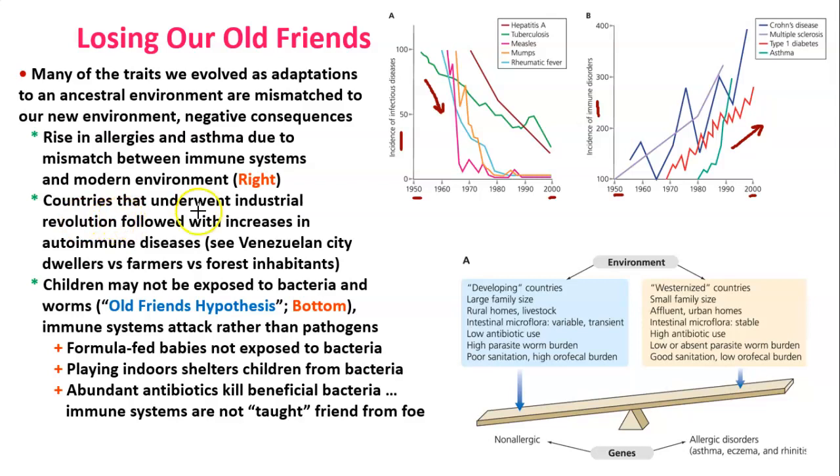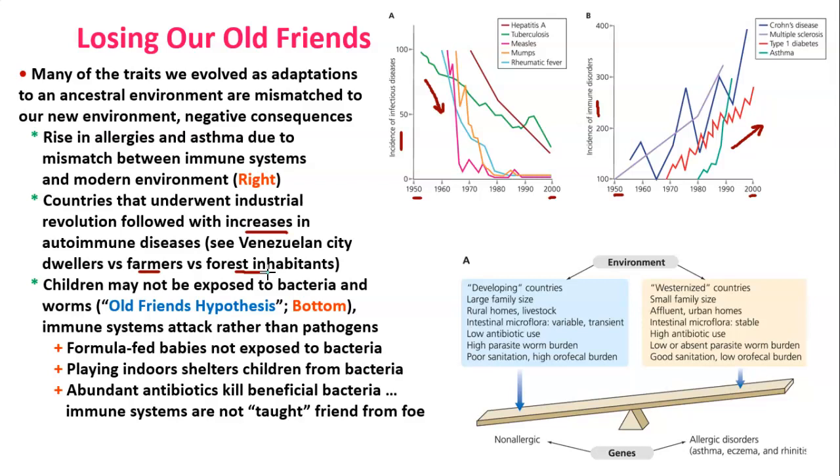So countries that underwent industrial revolution, England, for example, was the first to enter that. The United States followed. And then, of course, other countries have followed after that. Every time industrial revolution has occurred within a country, there have been increases in autoimmune diseases. If we turn our attention to Venezuela, it provides a very interesting case. People that live in the cities of Venezuela tend to have very high incidences of autoimmune diseases, and certainly much higher than farmers who are living in more rural areas. And then when we compare them to forest inhabitants, aboriginal peoples living in the forest, they have really no autoimmune diseases, no allergies, no asthma, etc.